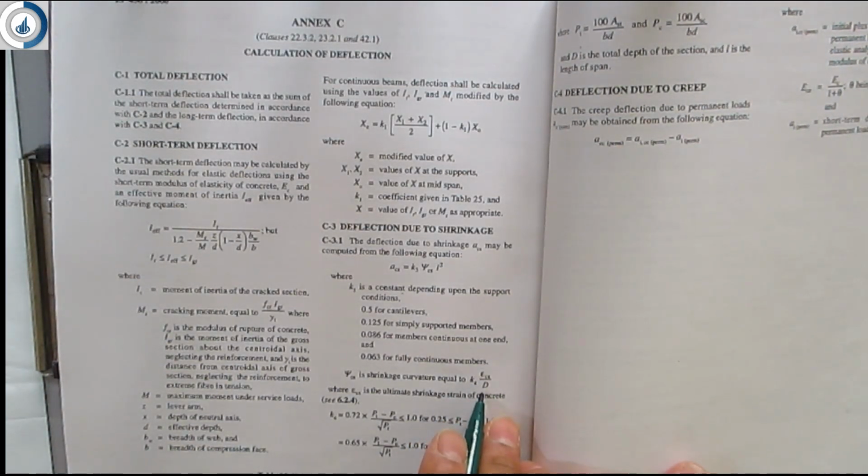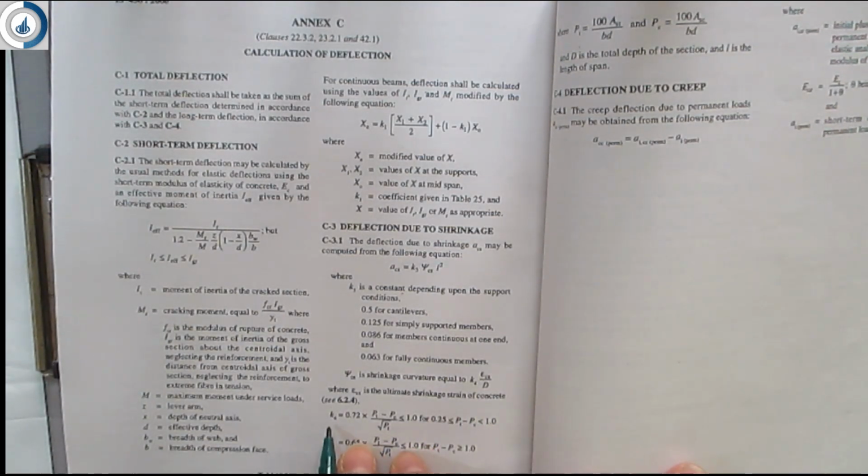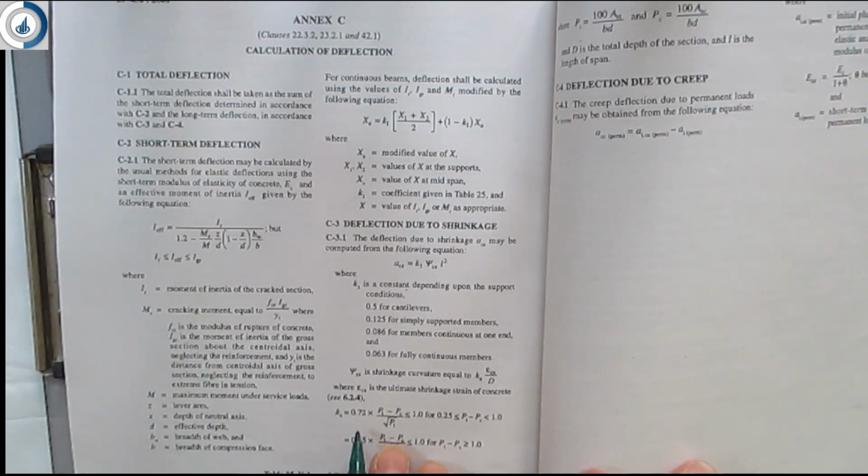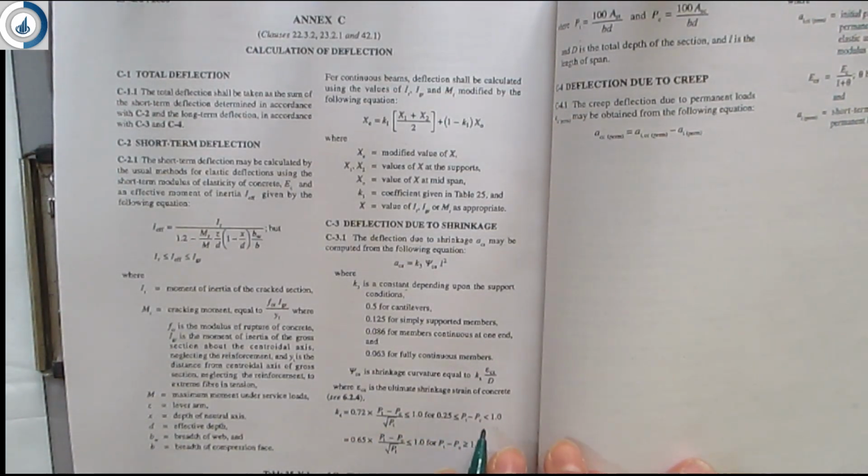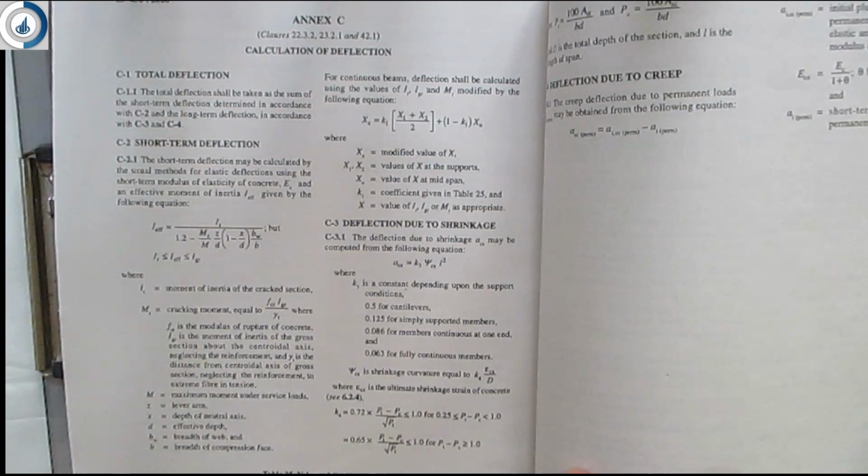epsilon CS by D, where epsilon CS is the ultimate shrinkage strain of concrete, which is given again on page number 16 of IS 456 2000. K4 again you have to calculate based on the PT minus PC value. So if it is less than 1, you can go with this equation. If it is greater than 1, you can go with this equation. So one by one we will calculate and we will see.